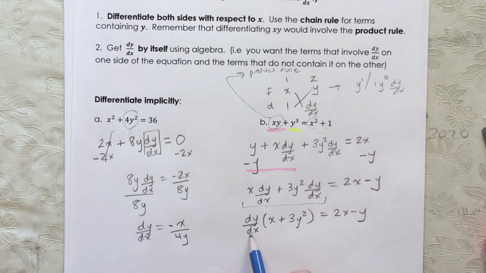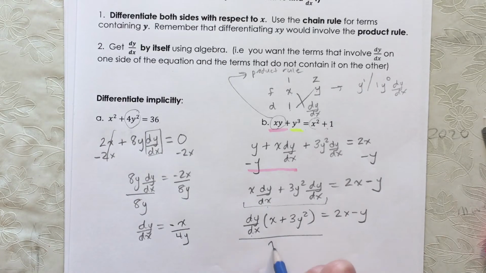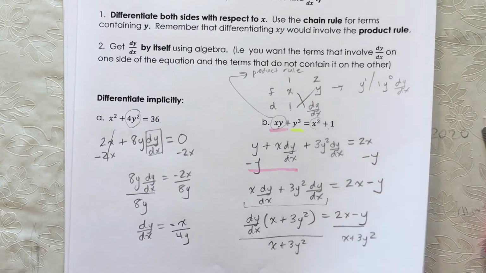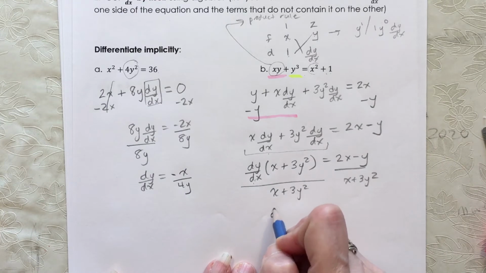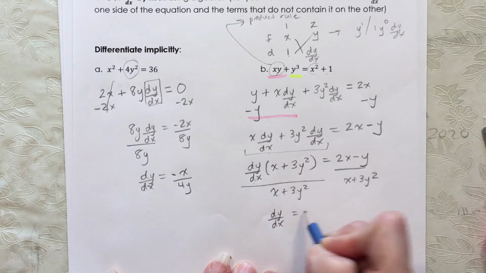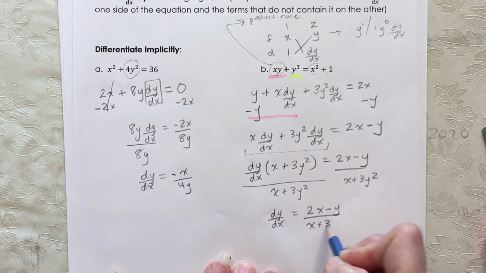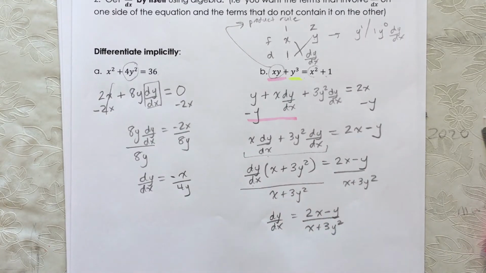And it's dy by dx that I'm trying to get by itself, or the derivative, y prime. So I'm going to divide both sides by x plus 3y squared. And that's going to give me y prime, or dy by dx, is equal to 2x minus y over x plus 3y squared. Okay, again, that means the slope of the tangent, or y prime, is equal to 2x minus y, all divided by x plus 3y squared.